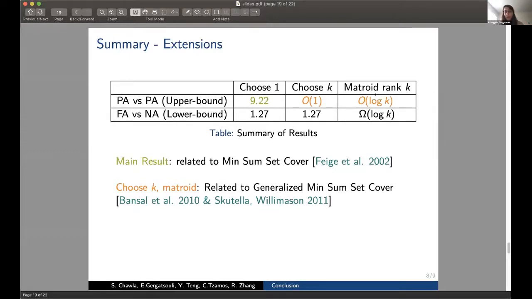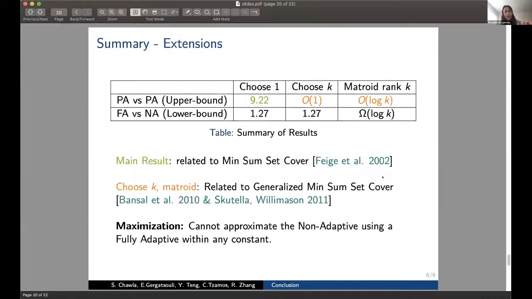And for the matroid case, we also saw a matching lower bound. These two results are based on the generalized version of min sum set cover, and their algorithm is actually very similar. A smaller result for the maximization version of the problem: everything I said so far is for the minimization. For the maximization, we saw that we cannot approximate the non-adaptive using a fully adaptive within any constant. But it's not clear, this is open. It's not clear what we can approximate.